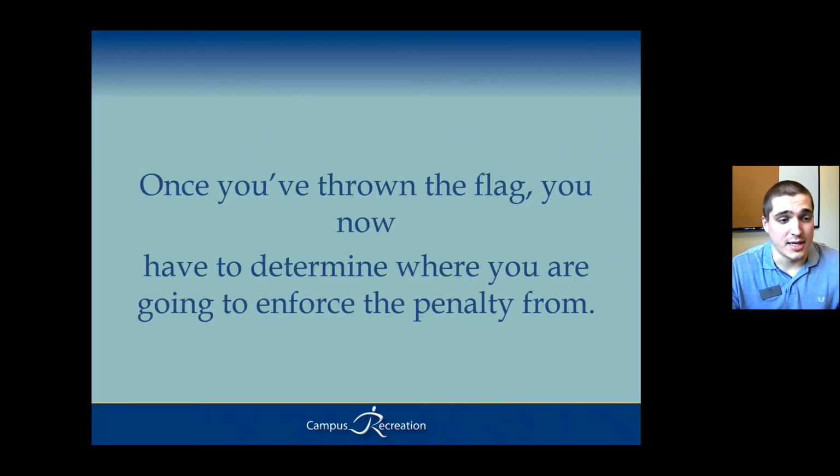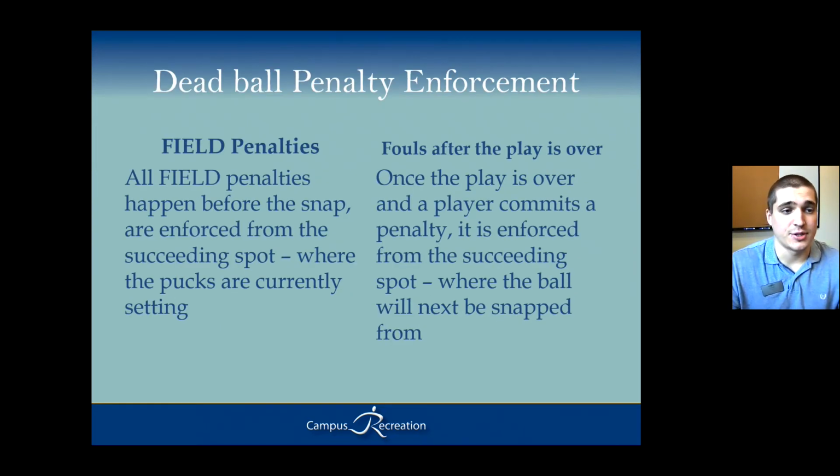So once you've thrown the flag, you now have to determine where you're going to enforce the penalty from. For dead ball penalties, those field penalties that we talked about, all of those will happen before the snap, right? And so we're going to be enforcing those from what we call the succeeding spot, and that will be where the pucks currently are. So you set the pucks, play is about to happen, and then a false start happens. You blow your whistle, you throw your flag, you stop the play, and then you enforce it from where that flag is.